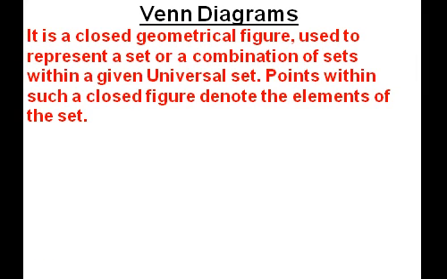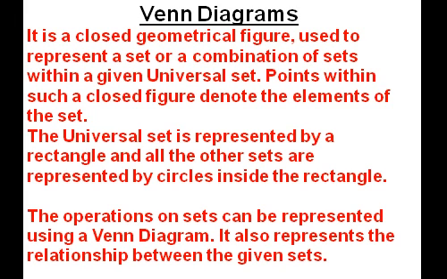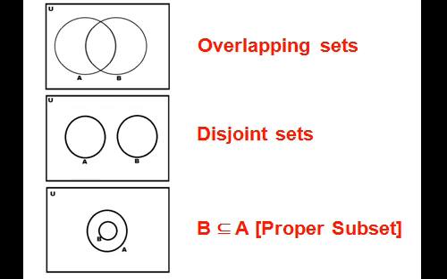Now, a Venn diagram is a closed geometrical figure which is used to represent a set or a combination of sets within a given universal set. Remember, the universal set is the largest set possible for a given problem. Points within such a closed figure denote the elements of the set. The universal set is represented by a rectangle, and all the other sets are represented by circles or oval shapes inside the rectangle. The operation on sets can be represented using a Venn diagram. Not only this, we can also represent the relationship between the given sets.